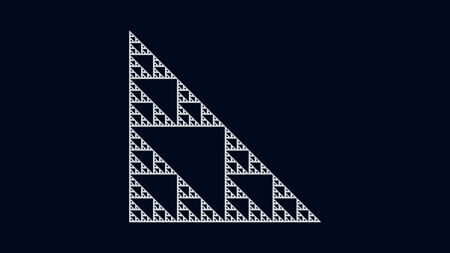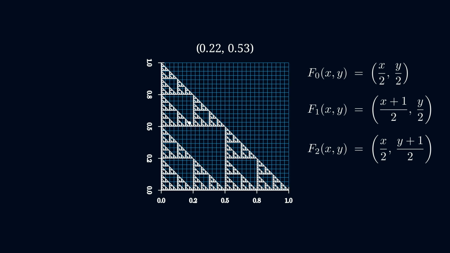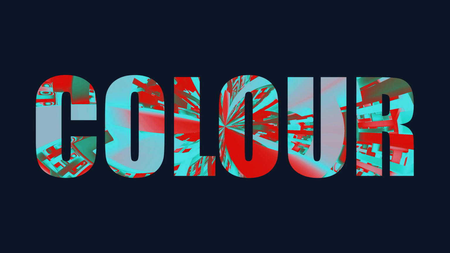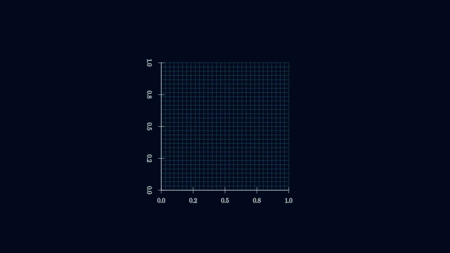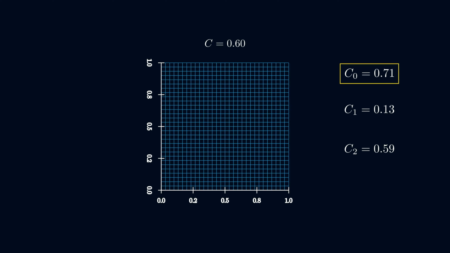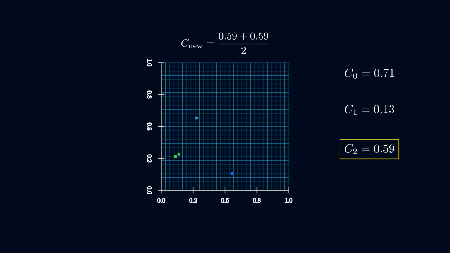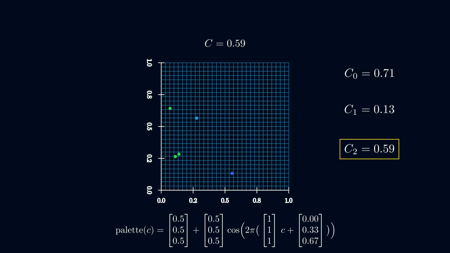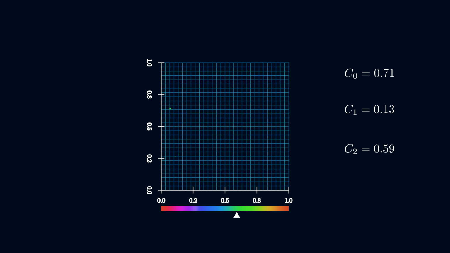The shape looks cool, but it's kind of plain, and we need beauty for that sweet screen time retention, so let's fix that. One way we can make things more beautiful is with color. We can introduce color by giving each transform a color index C, a number between 0 and 1. As points bounce through the system, they now carry their color with them, gradually blending it with the next transform's color using this formula. Once the final color index is calculated, we feed it into a color palette function which maps values from 0 to 1 to a color.